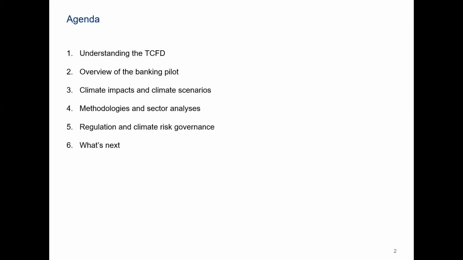Those are climate impacts and climate scenarios, methodologies and sector analyses, as well as regulation and climate risk governance. And hopefully through that conversation, you will see not only the work that's been done and the learnings that we've covered, but also, in the final section, a look ahead at what is next with the new programs that we have as well. So looking forward to discussing this with all of you.